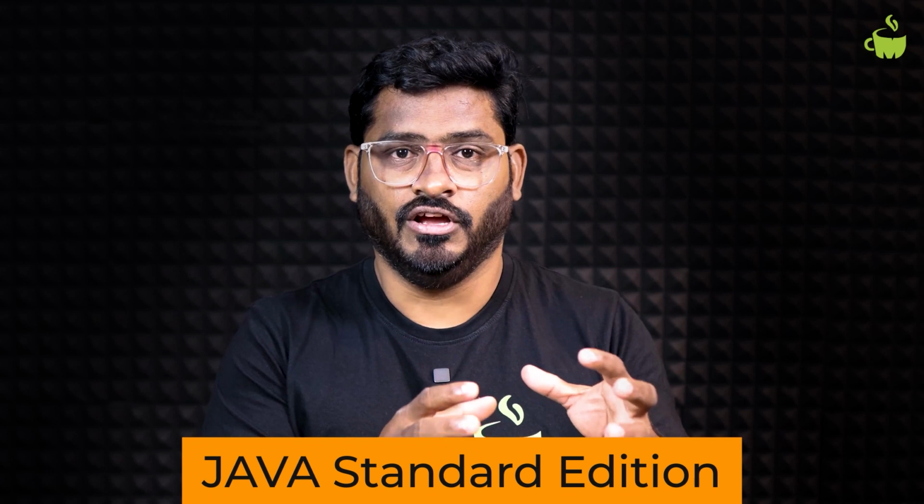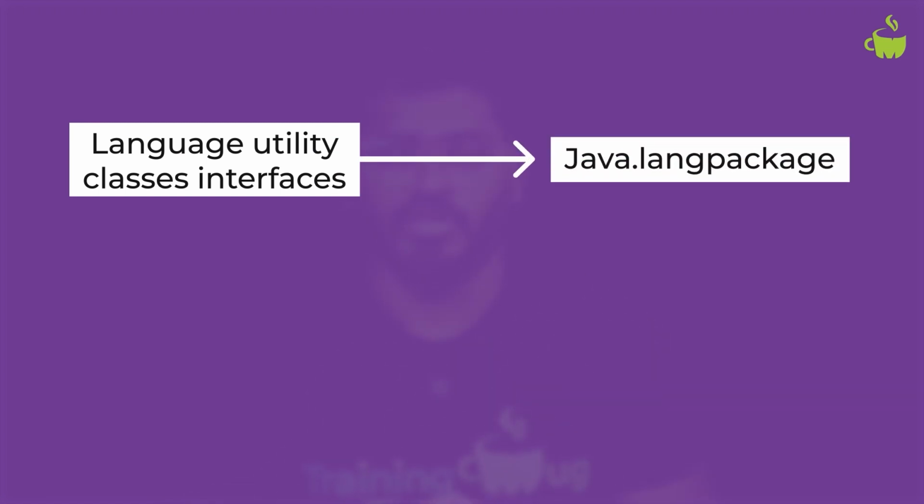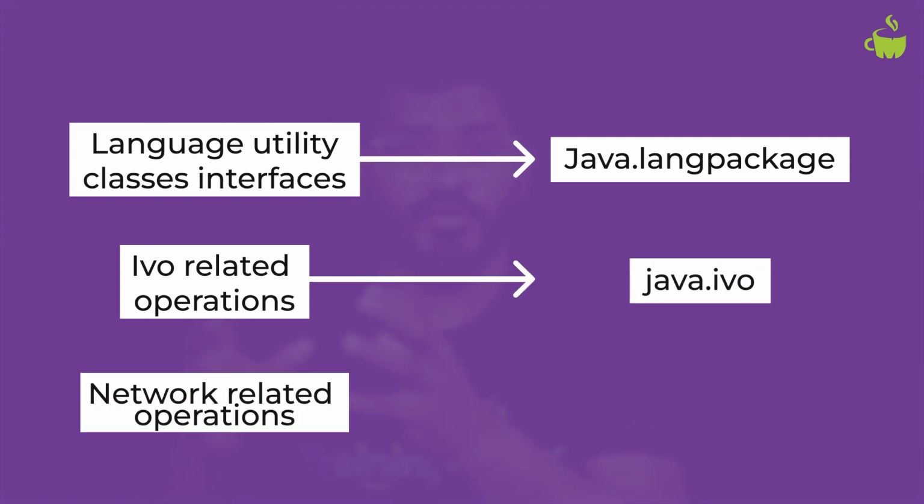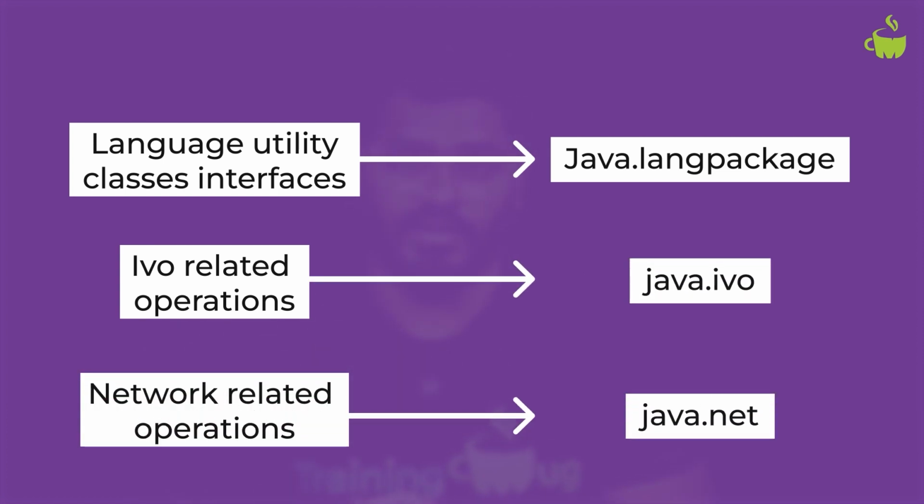So Java SE, nothing but Java Standard Edition, provides an API documentation to build desktop applications, providing some default functionalities according to categories. For example, all language utility classes and interfaces are grouped under the java.lang package, IO related operations are grouped under java.io, and network related operations under java.net, etc.